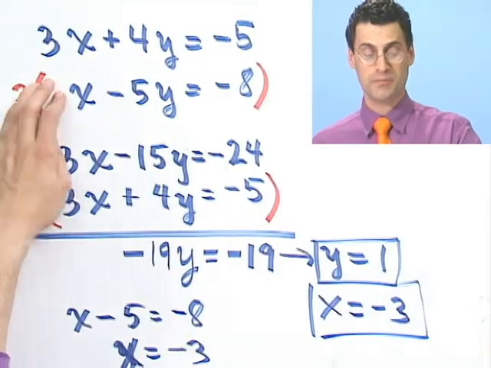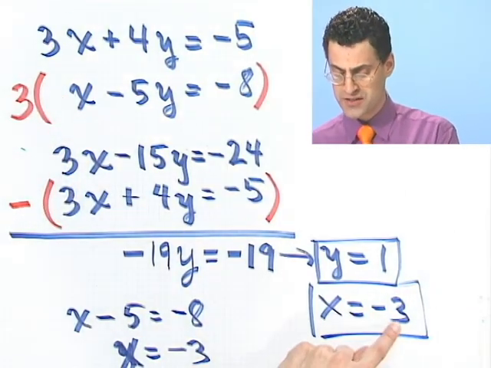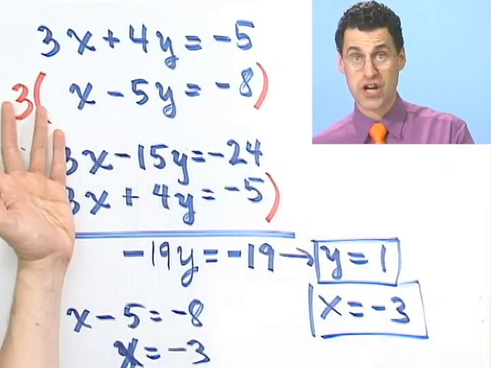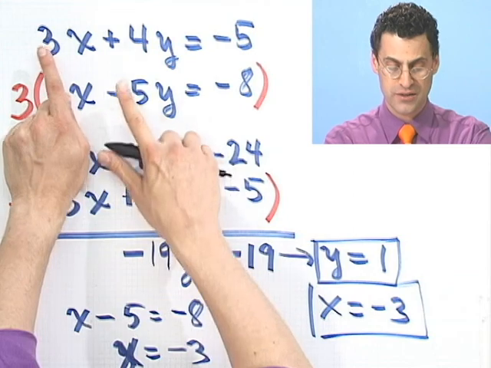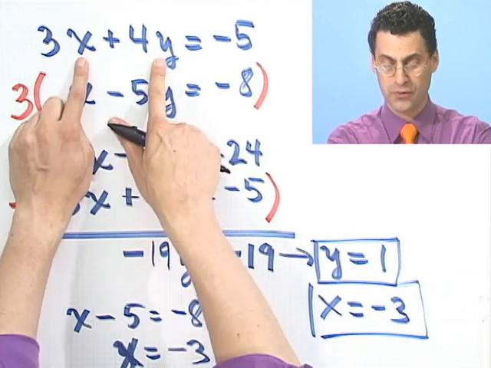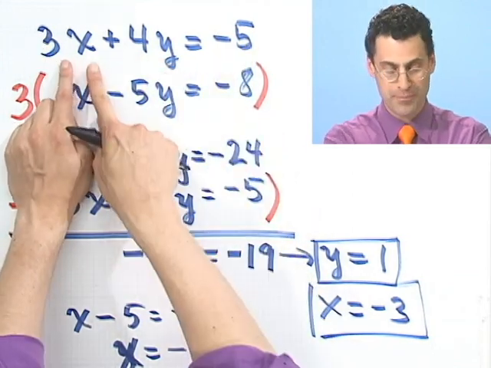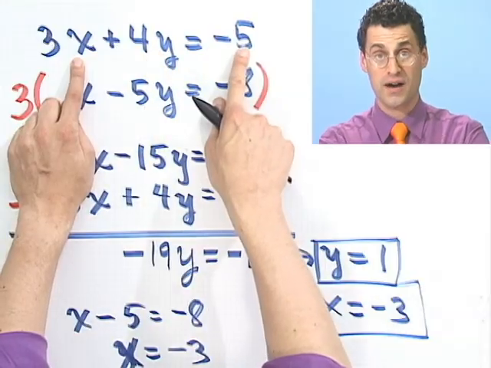So I just solved the system by elimination. I see that x equals minus 3 and y equals 1 is a solution. You can check, by the way. Plug in minus 3 for x and 1 for y. You'll see minus 9 plus 4 is minus 5. That checks.